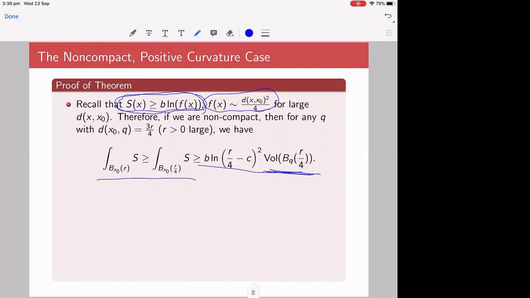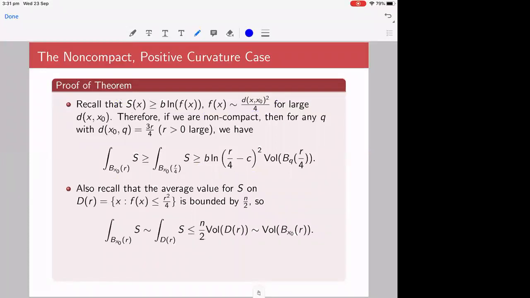We're now going to try and use some other information we know about the gradient shrinking Ricci solitons. So remember that we had this lemma from before that said that the integral of the scalar curvature around a set D_r is actually controlled by n on 2 times the volume of that same set D_r. Now, the set D_r is not exactly a ball, but it asymptotically matches the ball precisely because we know that the function f grows like the distance squared on 4.